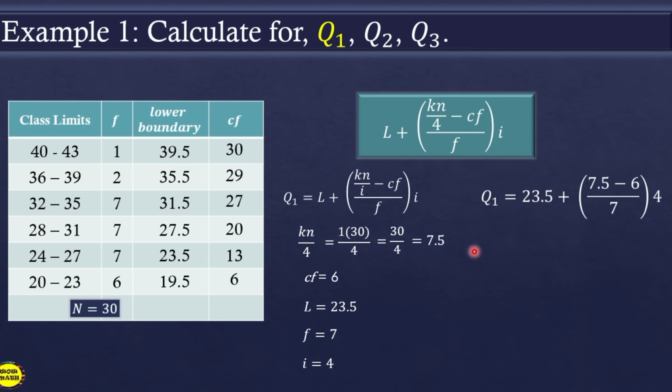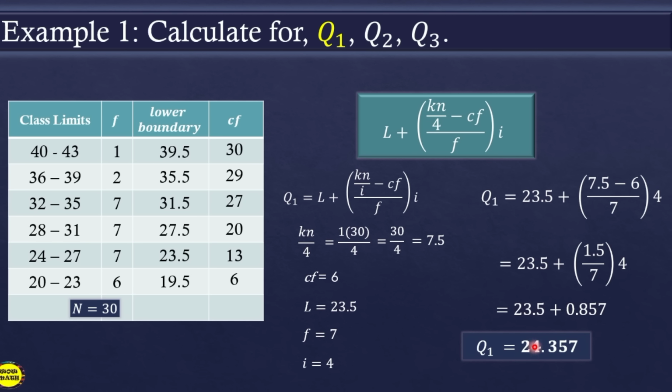Yung lower boundary natin is 23.5 plus, okay, yung kn over 4 natin is 7.5 minus yung cf natin is 6, okay, divided by 7 times 4 kasi yung i natin is 4. So, 7.5 minus 6, the answer is 1.5. 1.5 divided by 7 times 4, the answer is 0.857. So, mas maganda tatlong decimal yung kunin natin. 0.857 plus 23.5, the answer is 24.357. So, ano ibig sabihin nito?